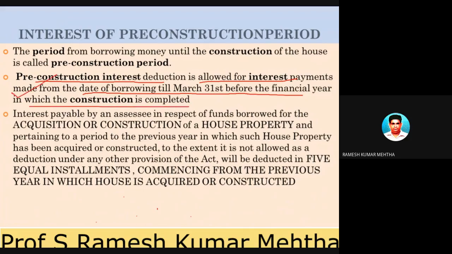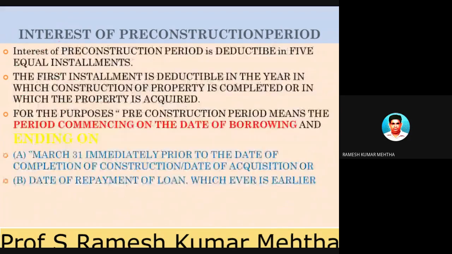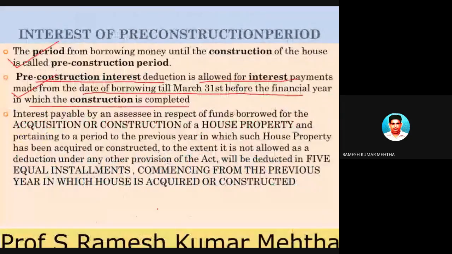When we take up a small problem, we will be able to understand in depth what we are talking about. Interest payable by an assessee in respect of funds borrowed for the acquisition or construction of house property, and pertaining to the period before the year in which the house property has been acquired or constructed, to the extent not allowed as a deduction under any other provision, will be allowed as deduction under this provision in 5 installments commencing from the previous year in which the house is acquired or constructed.